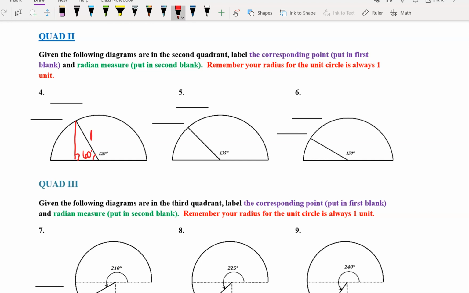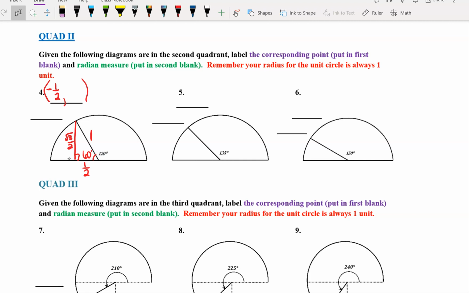And again, the radius is always 1. So to get from long side to short side, we divide by 2, so this will be 1/2. And to get from short side to medium side, we multiply by root 3. So this is root 3 over 2. And then we write this as a coordinate point. Remember, x coordinate goes first, so 1/2 first, but we have to be careful. Because this is going to the left of the origin, it's negative.